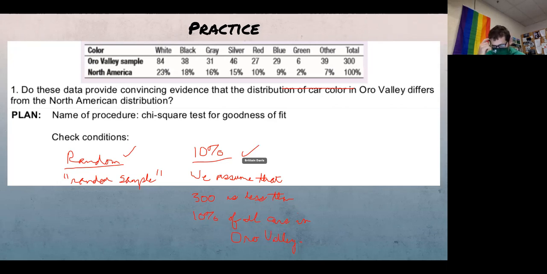And the last one, the normal condition, or large counts. But, well, actually, maybe better here to not say normal because we're not creating a distribution in the traditional sense. So we'll just say large counts. All right, so large counts. What is it that we need to calculate for this?